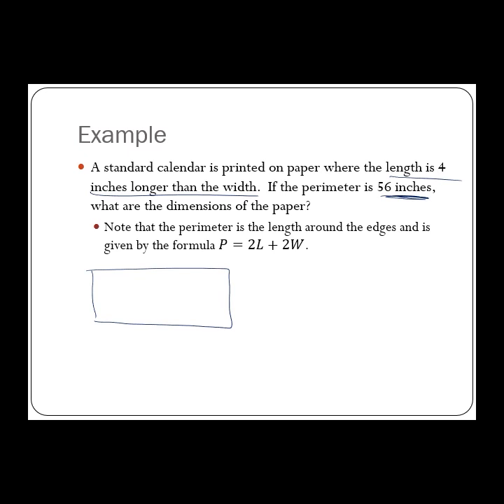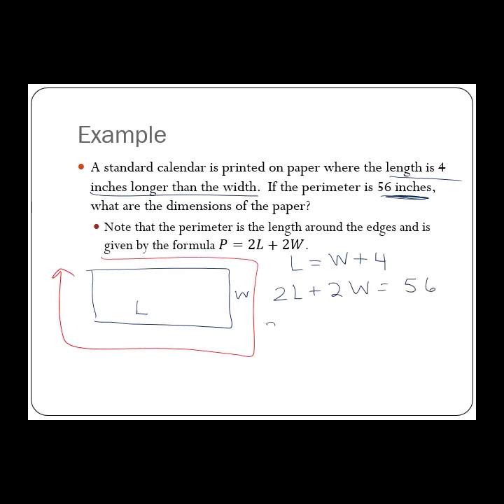Perimeter is the length around the edge. So if we go all the way around, how far have we gone? And you're given the formula. Remember, all formulas that you need will appear in the problem. So we have the length and the width. And we know that the length is 4 inches longer than the width. And we know that the perimeter, which it gave us the formula, is 56. So we can replace the L with W plus 4, because that's replacing this in there.